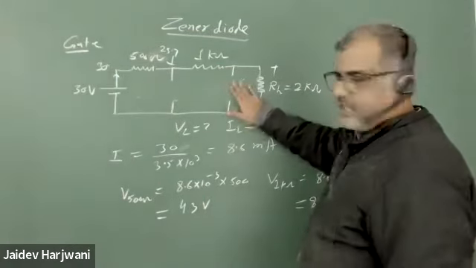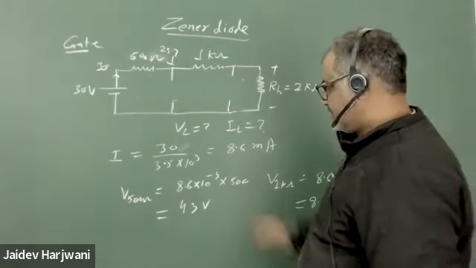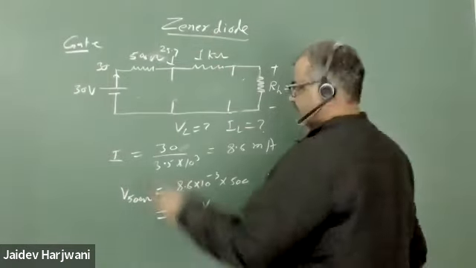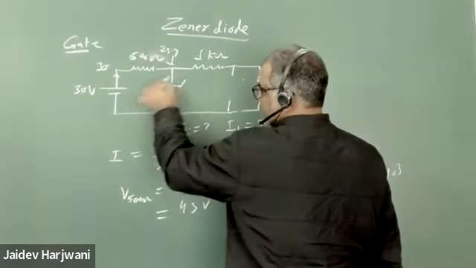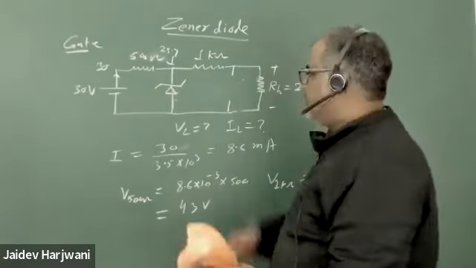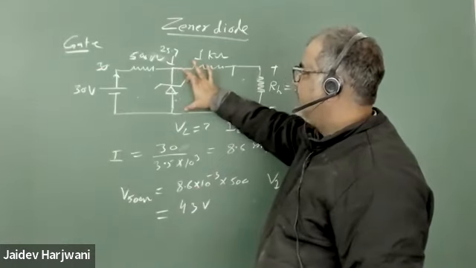Isn't it? So this diode also cannot be in non-conducting state when both are open. So that assumption that both diodes are open is wrong. That means this diode is conducting. Once this diode is conducting, automatically here the voltage drop will be 20.